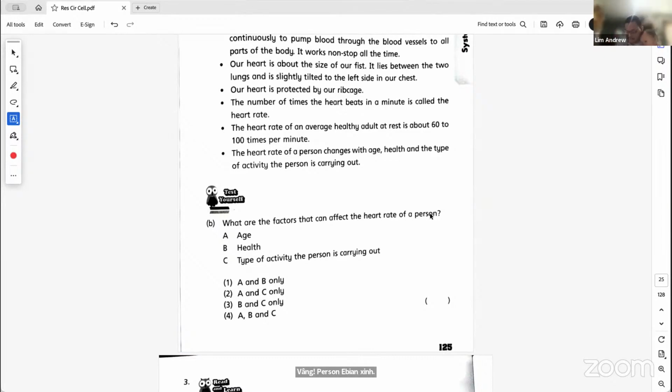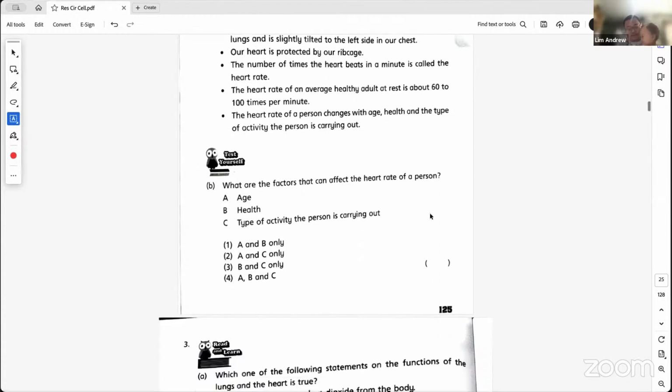All right, you are absolutely right. Yes, as age goes up, your heart beat is affected also. Then followed by your health and the activity carried out by the person. Okay, so let's carry on.